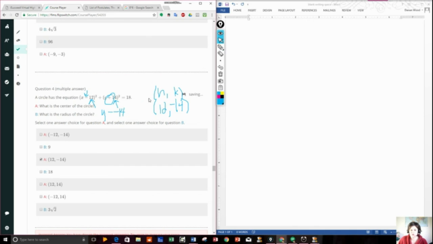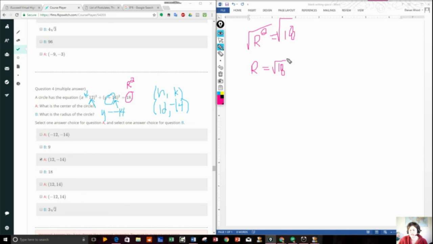And then what is the radius of our circle? Well, that value is r squared. So we have r squared is equal to 18. Now, this is r squared, not r. So the inverse of being squared is the square root. So square root of r squared, r, is equal to the square root of 18. Now that doesn't look like anything that is given right here.